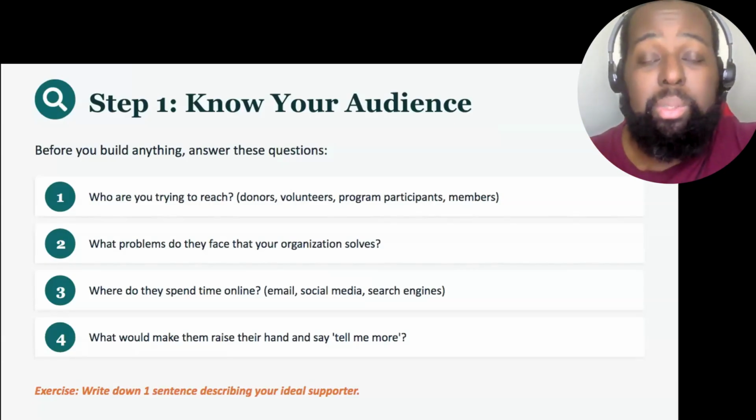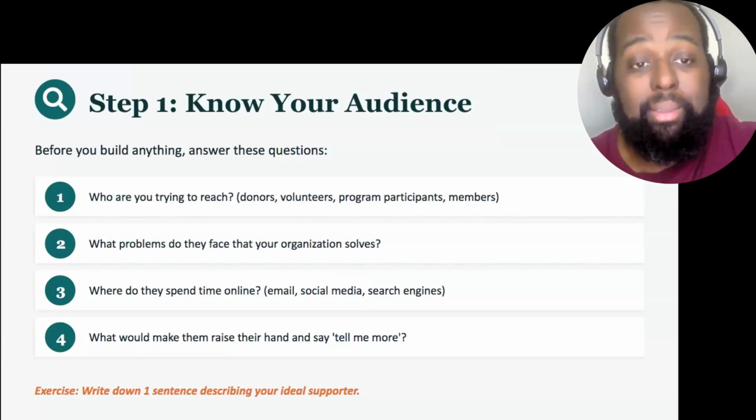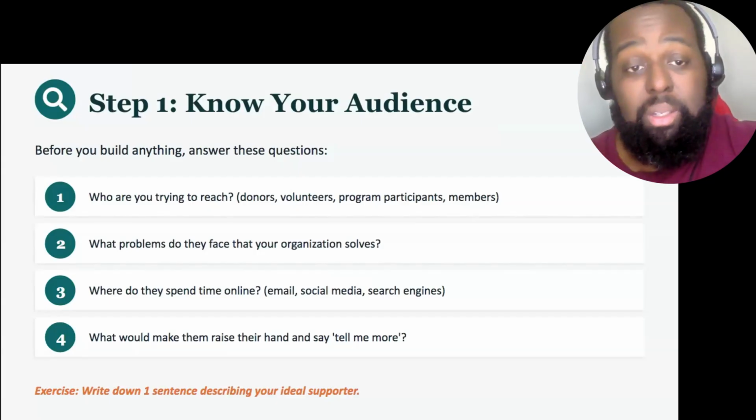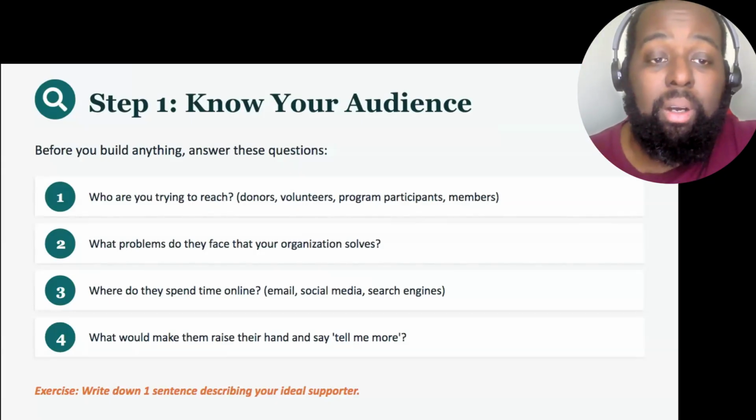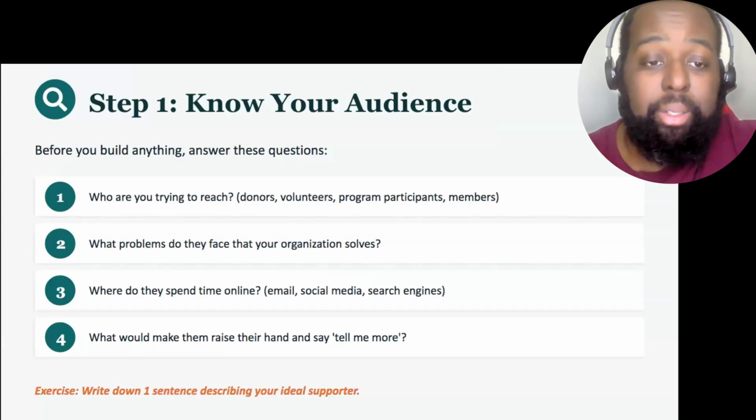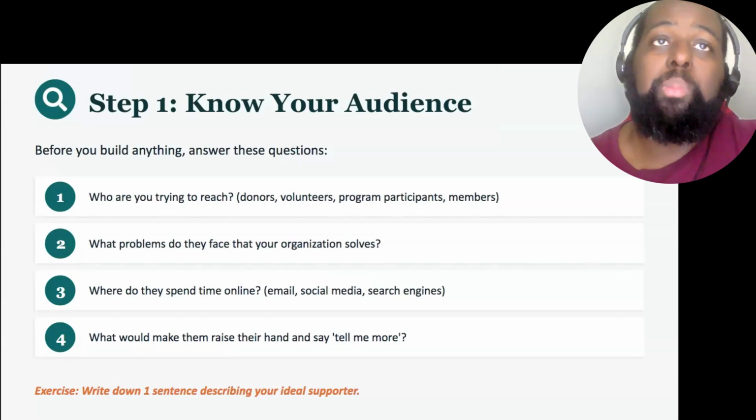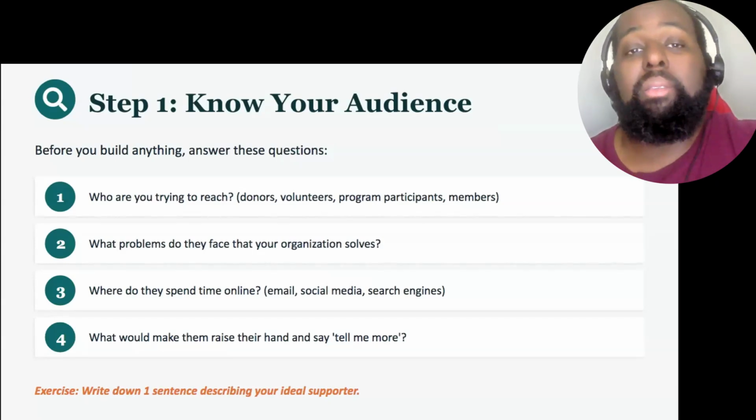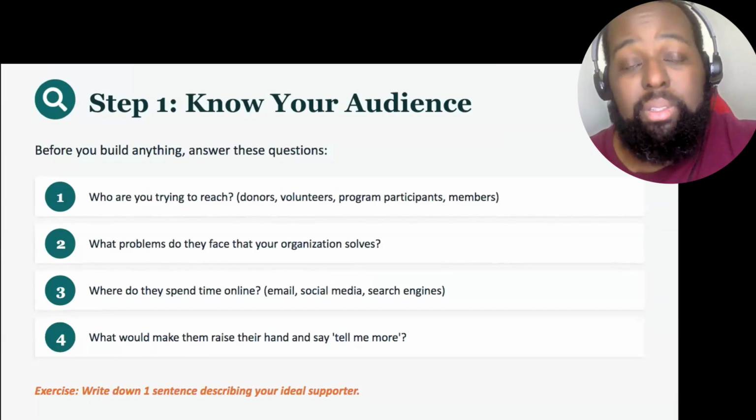Sometimes, depending on what the particular marketing campaign is, it can be one of these or a combination of all of these. But first and foremost, who are you trying to reach? Answer that question plainly and clearly. And then the second one is what problems do they face that your organization solves?